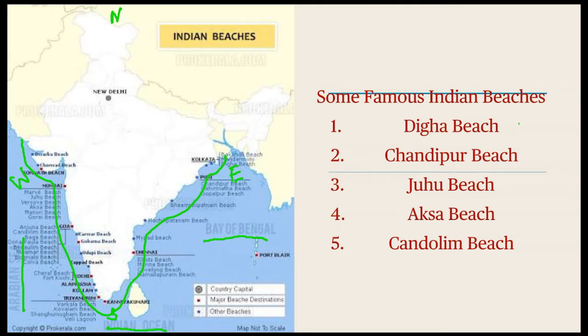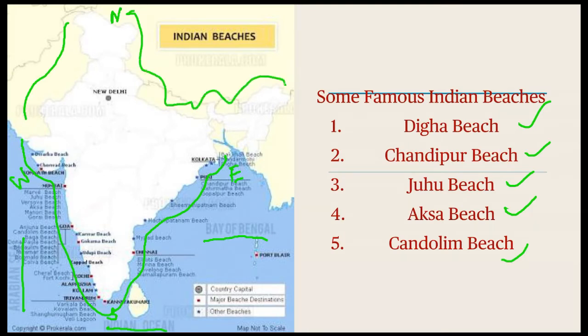See, some of the Indian beaches are Digha Beach, which is in West Bengal, Chandipur Beach, which is in Orissa, Juhu Beach and Aksa Beach is in Maharashtra, and Kandalum Beach is in Goa. So here in this part, these states, they do not enjoy the sea beaches, but people living in these states can enjoy the sea beaches. So 1, 2 and 3. India is surrounded by water from 3 sides with 2 seas and 1 ocean.